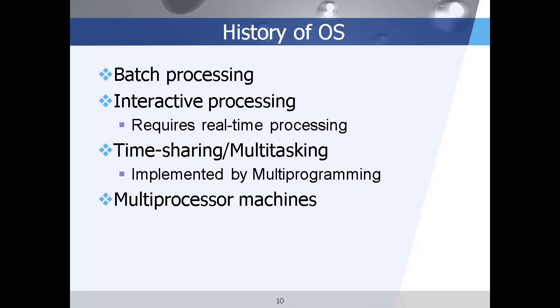Now let's look at the brief history of the operating system. Basically we have the batch processing systems, and then we have the interactive processing systems, and then we have the time sharing and multitasking systems. Nowadays we have multiprocessor machines. For this type of machine, we have to use the server operating system, which is different from the operating system for personal computers.